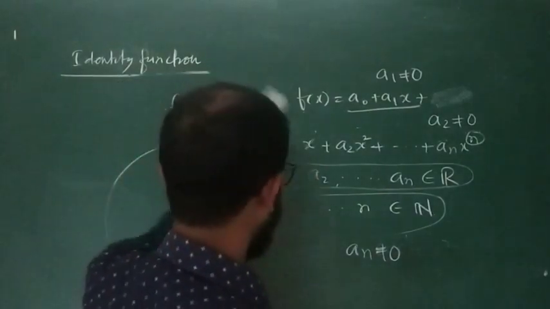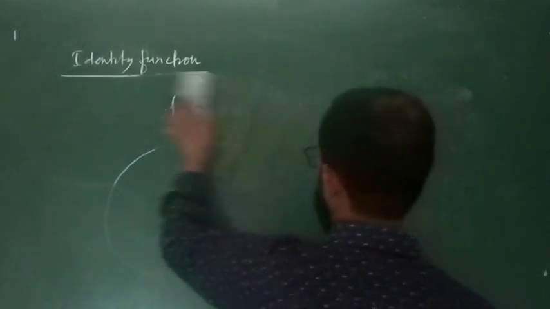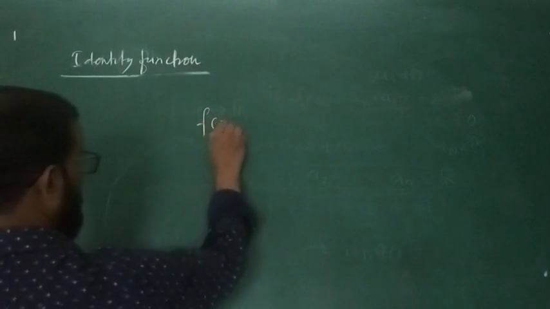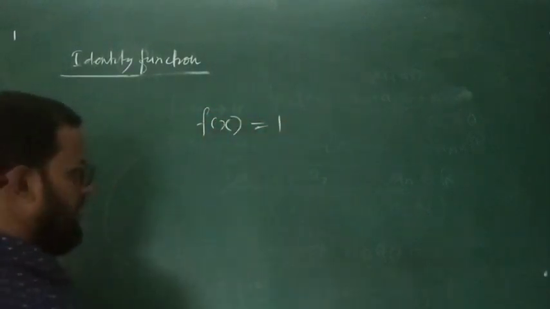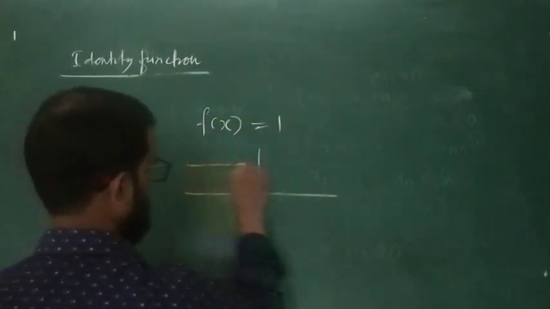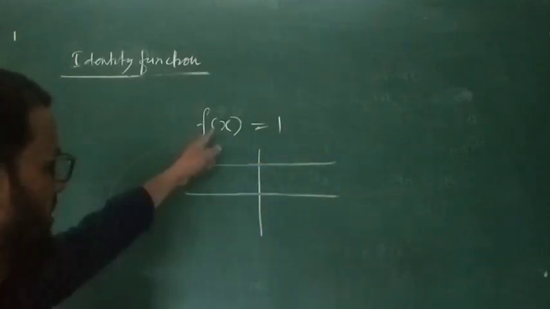Always continuous. Why? Because you see, start with the smallest polynomial function. Suppose I am saying f(x) is equal to 1, which is a constant function. What is a constant function like? This is a continuous function. It is also a polynomial.